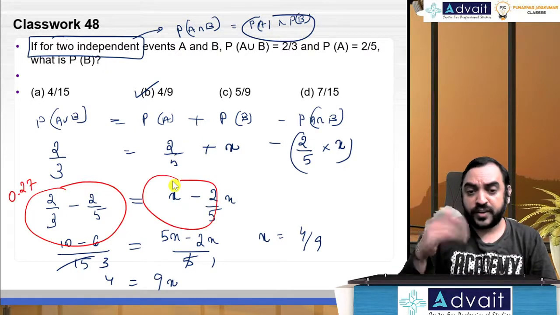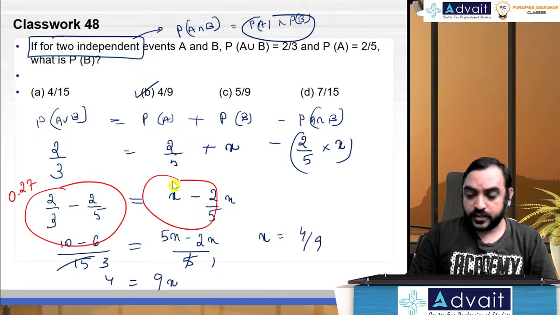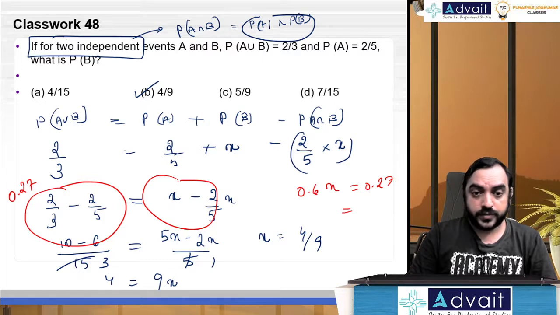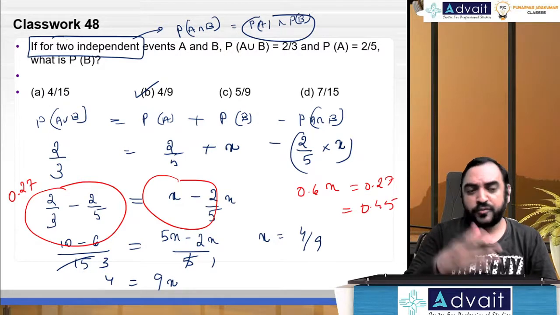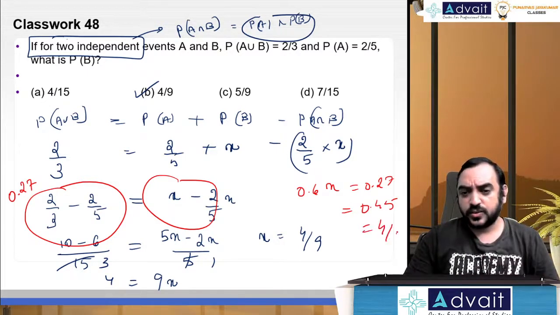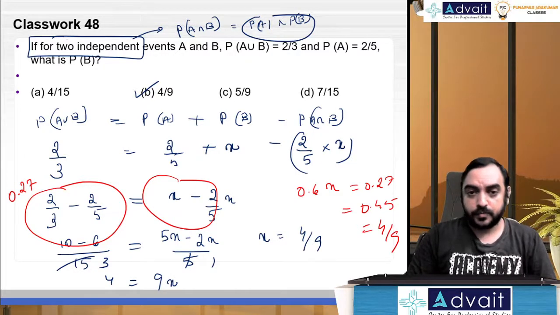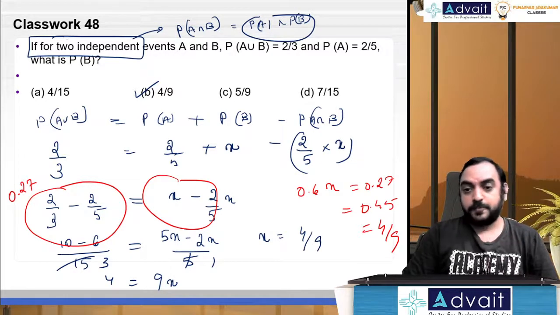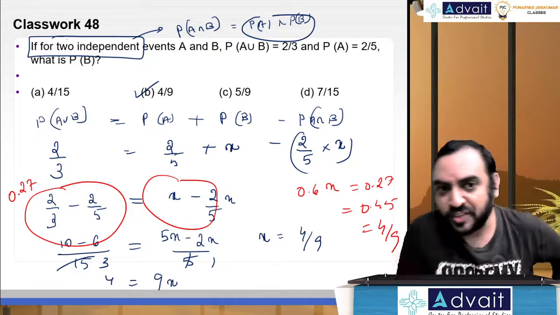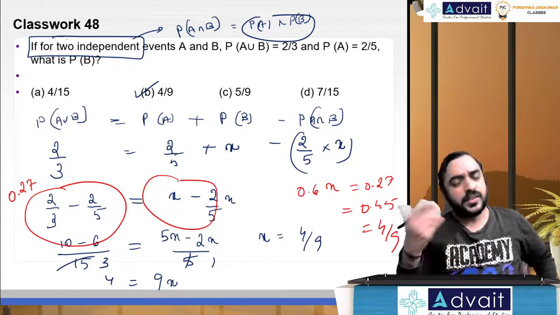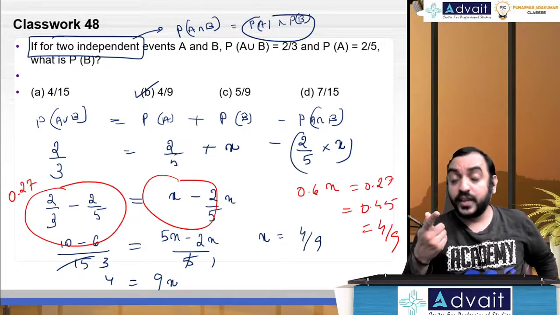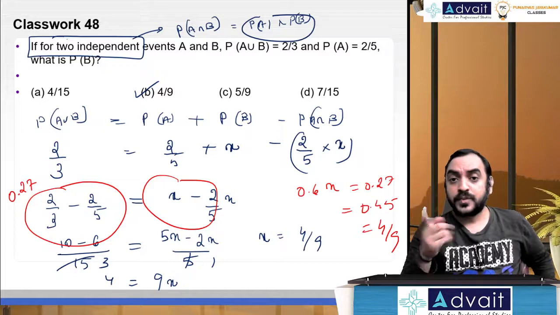And this is 1 minus 2 by 5. 2 by 5 is 0.4, so 1 minus 0.4 means 0.6. So 0.6X equals 0.27. You do 0.27 by 0.6, you get 0.45. And what is the answer? 4 by 9. You get 0.444, rounded up, 0.45. So that's how you can select option B, 4 by 9. Even if you're not comfortable with fractions, you can make it decimals and get the closest answer. When you're doing decimals, remember you have to select the closest one because rounding off will be there.